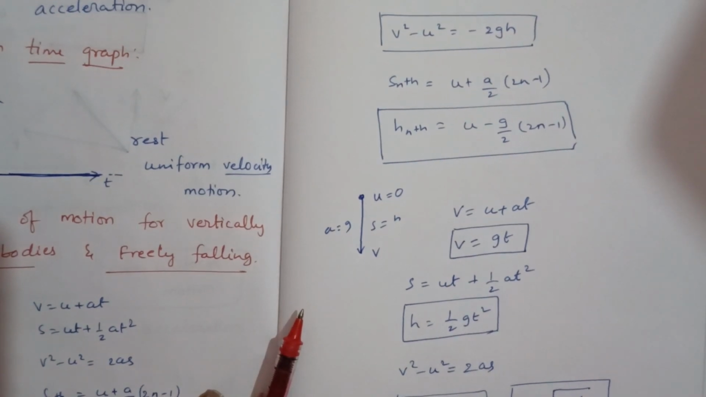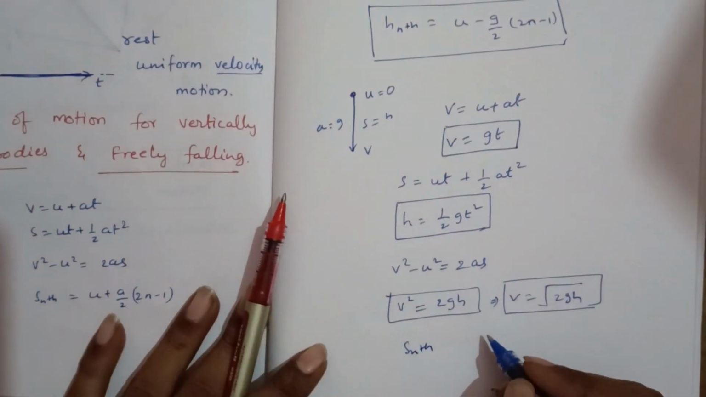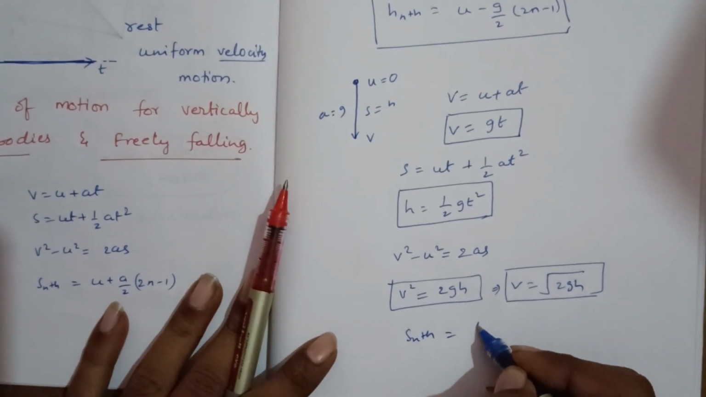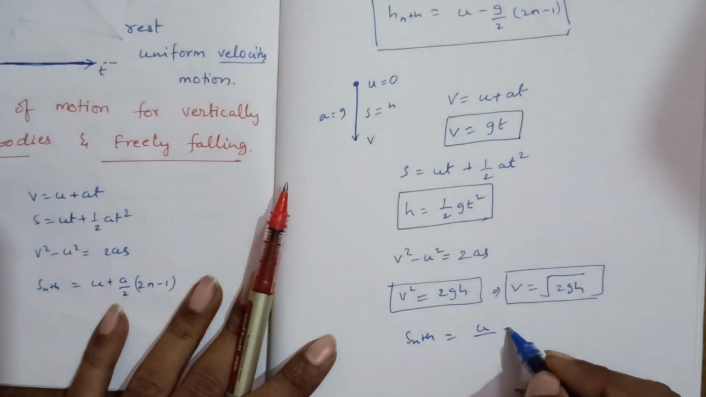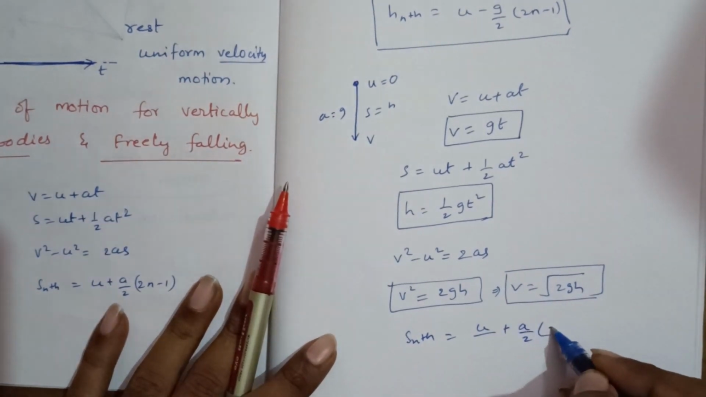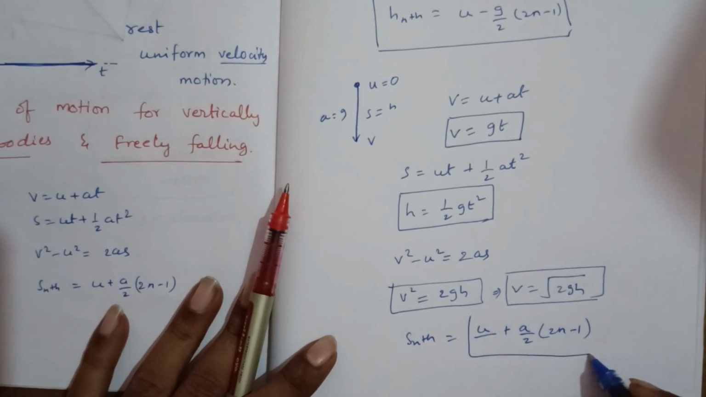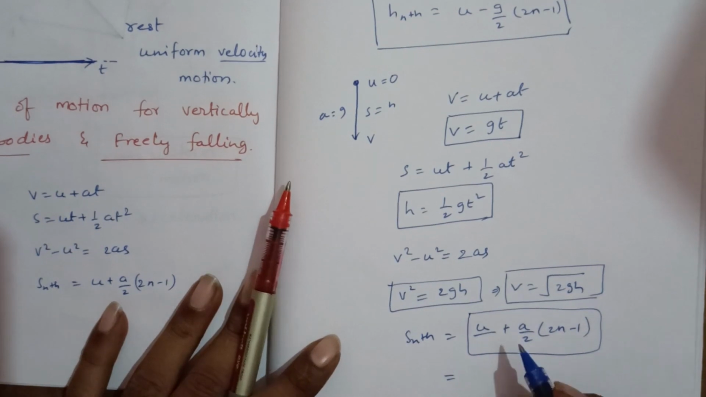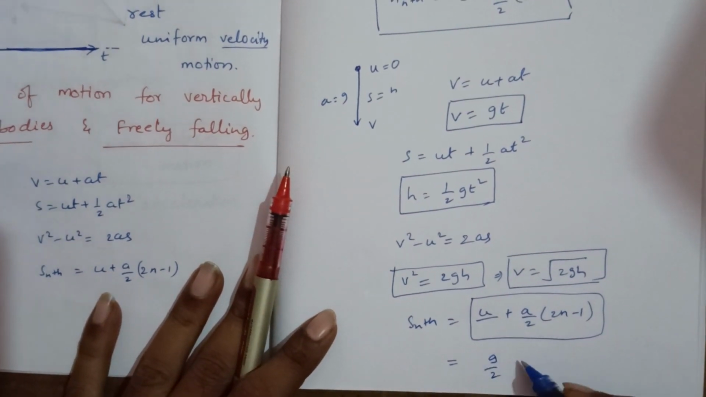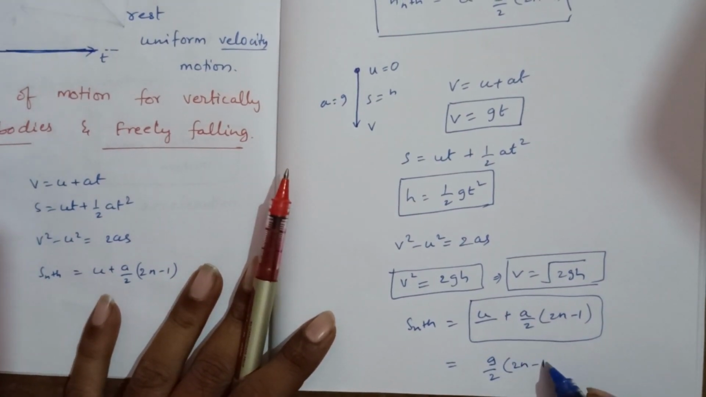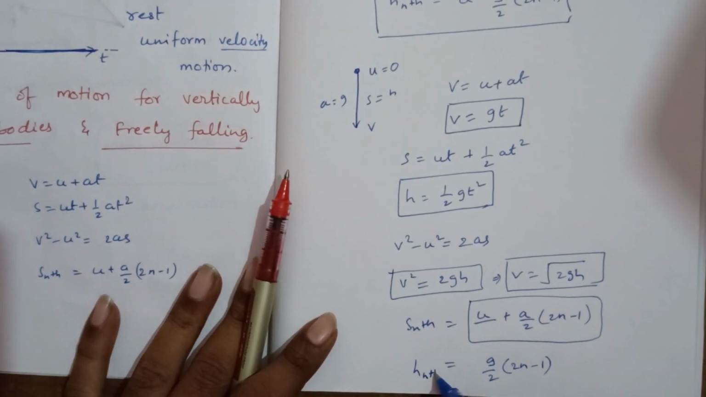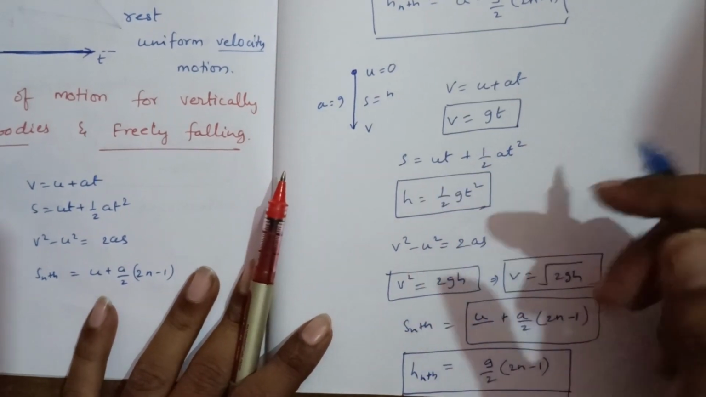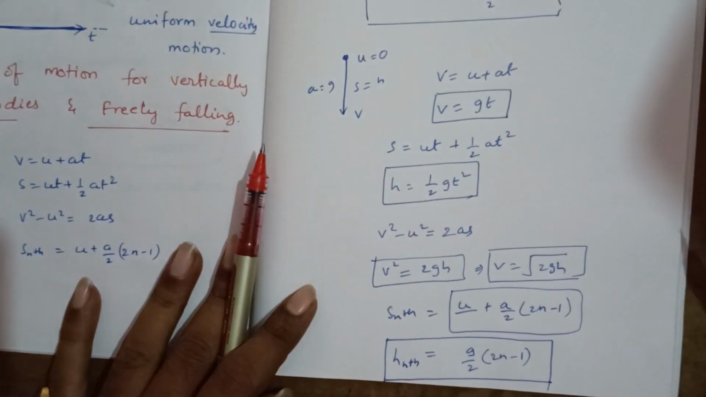Now the fourth equation, s nth equal to u plus a by 2 into 2n minus 1. This can be written with u as 0 and a as g: h nth equal to g by 2 into 2n minus 1. And based on the situations, we can write these formulas in different forms.